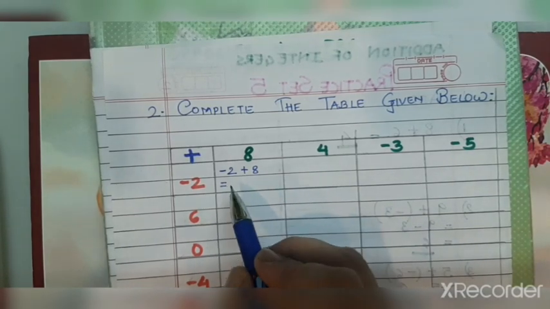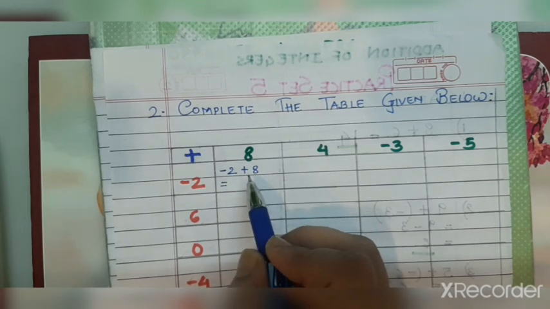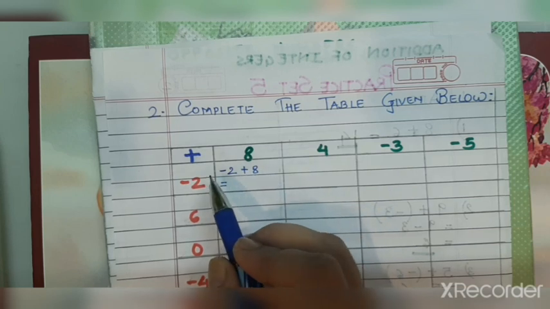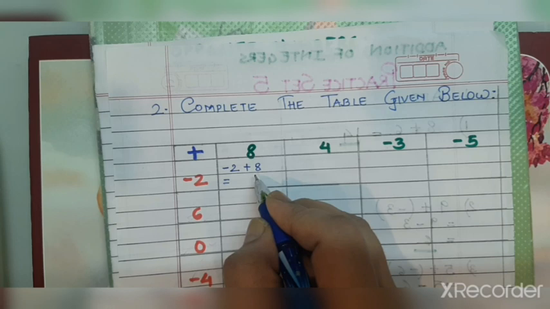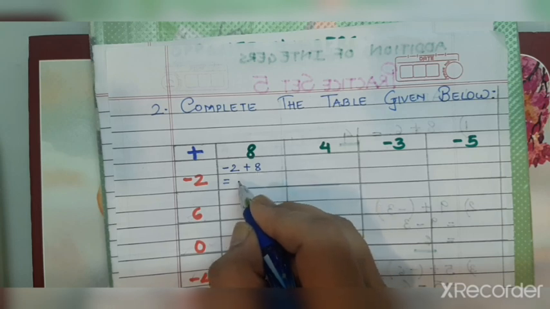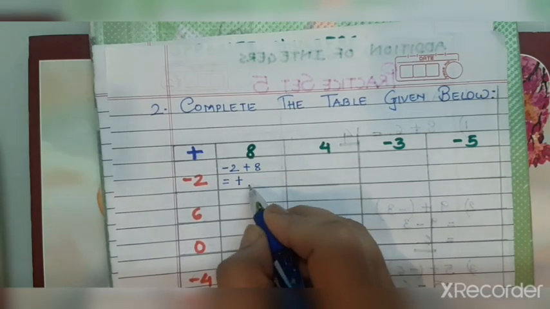So while solving, again here, there are two different signs. When the signs are different, write the sign of greater number. Greater number is 8. Write the sign of greater number, that is plus. And subtract. So 8 minus 2, 6.